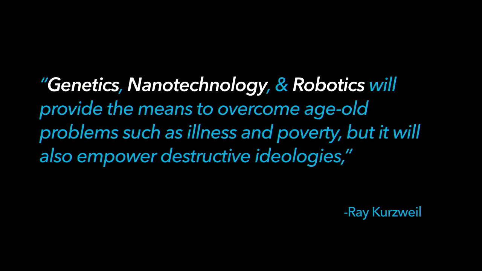Some things are imminent. Ray Kurzweil, who is a futurist working for Google at the moment, says genetics, nanotechnology, and robotics will provide the means to overcome age-old problems and such illness and poverty, but also empower destructive ideologies. This is true. We all know this is true. Genetics, part of our lives. Nanotechnology, we're working on it. And robotics and artificial intelligence, they are on the way.